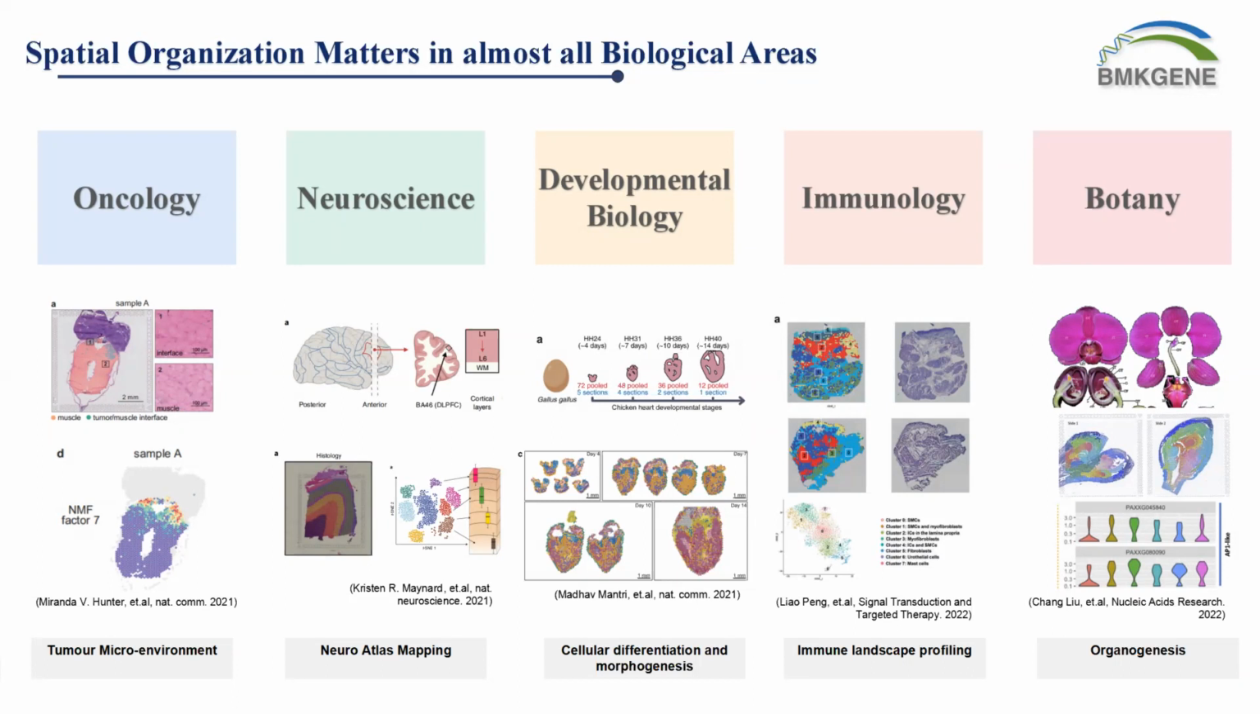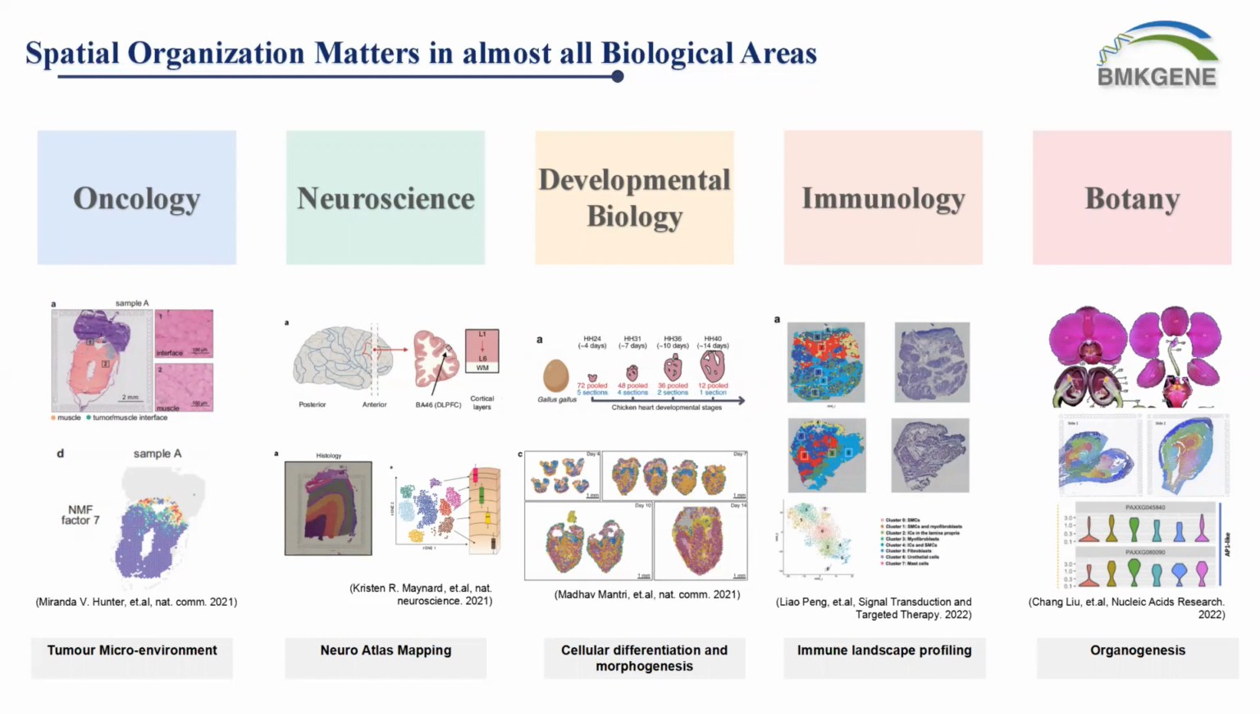Another example here is developmental biology, where we need to trace the development and differentiation of the cells in the context of the tissue structure. Here I put an example on the development of heart tissue, where they have this profiling on the cellular differentiation and the morphogenesis, etc.